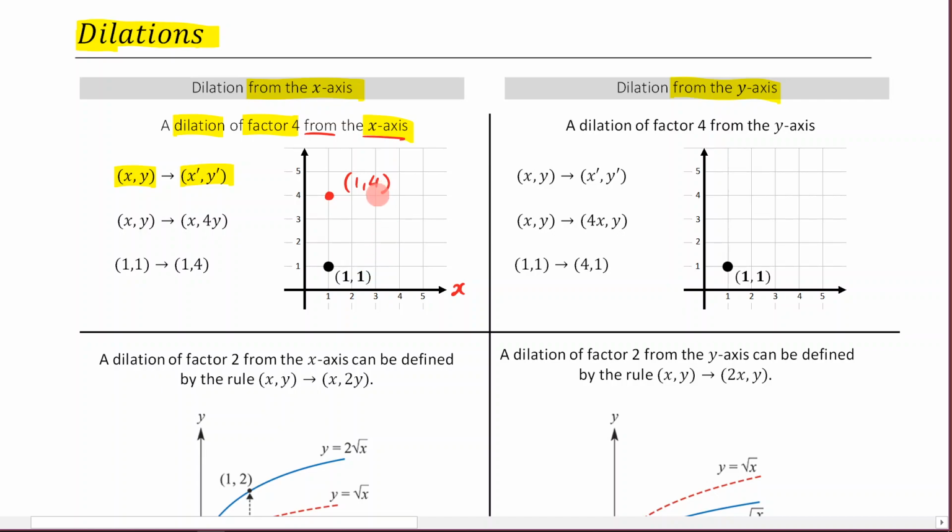So this is the important thing that lots of people get confused about. When I'm dilating from the x-axis, I'm changing my y value. So as you can see here, x dash remains as x, but y dash is 4 times y. And then this is our final thing here, 1, 4 is our final answer. So make sure you understand that when you're dilating from the x-axis, you are actually changing your y value.